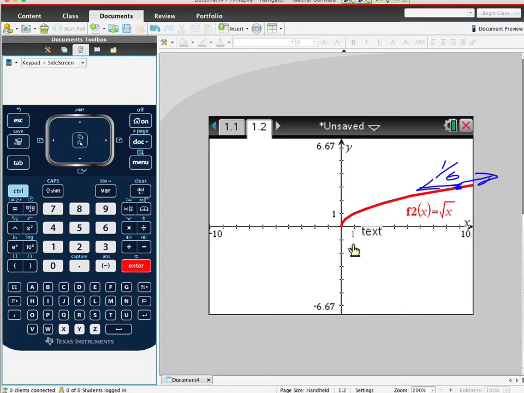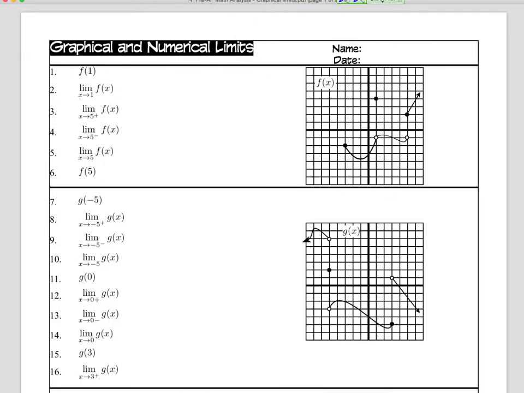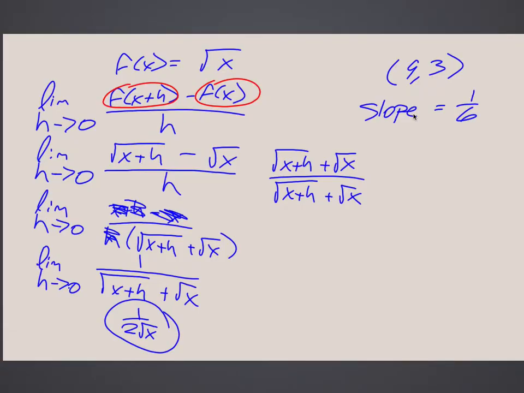What's something that this function will never do? Be negative. It will never decrease, which means my slope can never be negative. So let's go back to the slope and talk about why or how we could have known that my slope was never going to be negative.